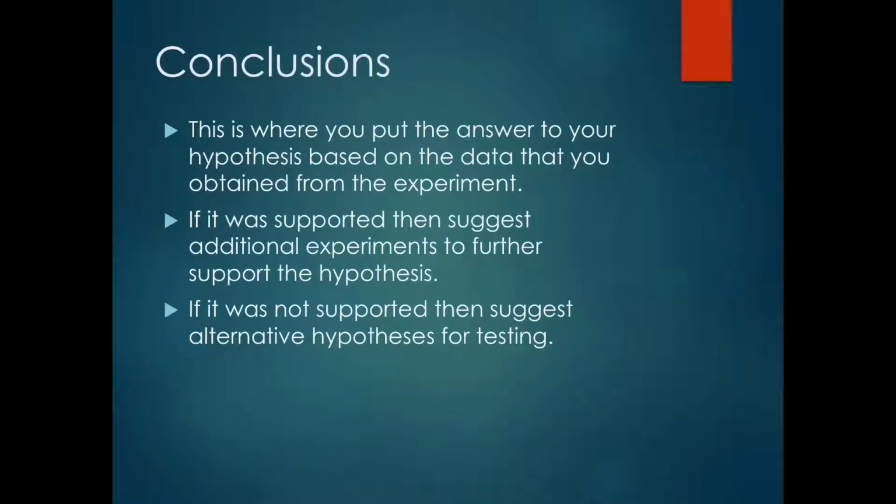And the conclusion. The conclusion is where you're going to put your answers to your hypothesis based on the data that you've collected from your experiment. So this is where you're going to write down whether your hypothesis was right or whether it was wrong. So if your hypothesis was right, then what you should also write in your conclusion is additional experiments that you can do to further the support of your hypothesis.